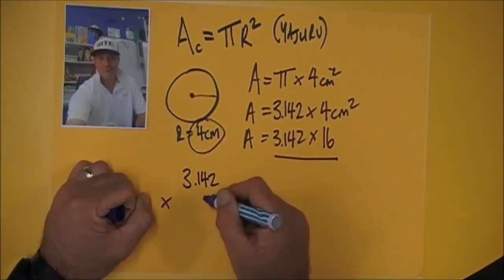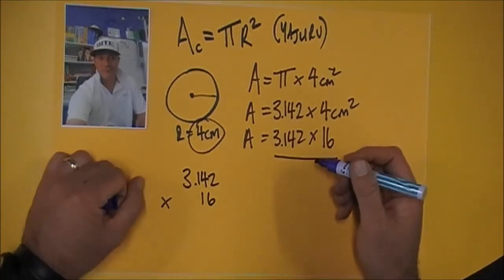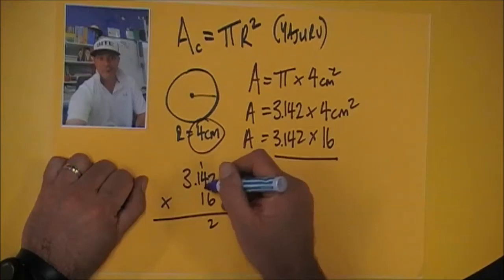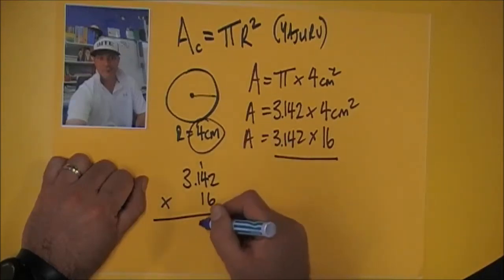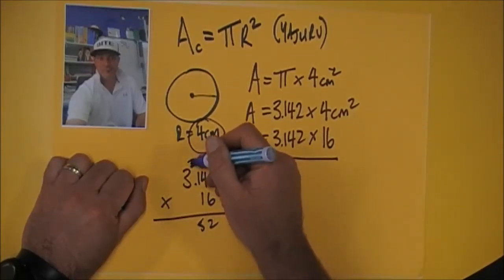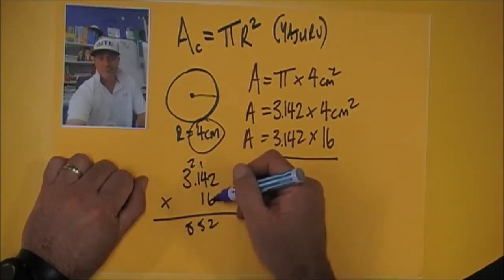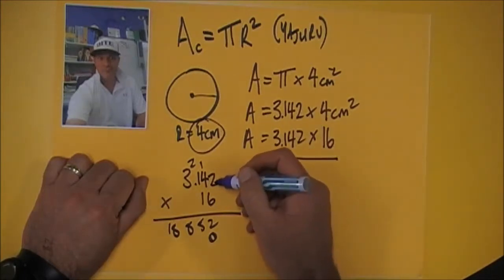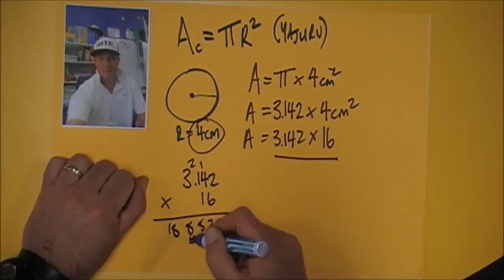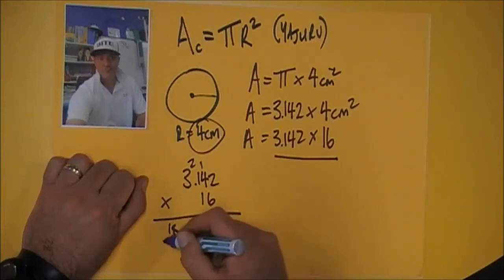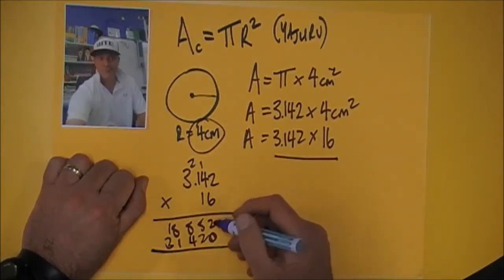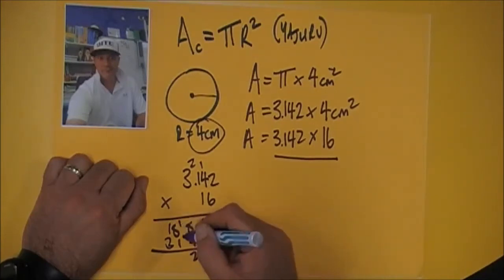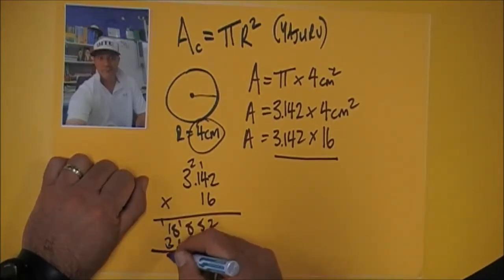3.142 multiplied by 16. I hope I've given myself enough room here. 2 by 6, 12; 4 by 6, 24, 25; 1 by 6 is 6, 7, 8; 3 by 6, 18. Put down a 0, don't forget that. 2 by 1 is 2, 4 by 1 is 4, 1 by 1 is 1, 3 by 1 is 3. That's nice and easy. Now add: 2, 5, 6, 7, 8, 12, 8, 9, 10, 3, 4, 5.